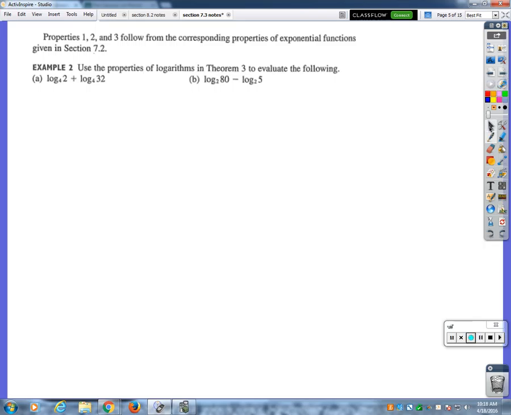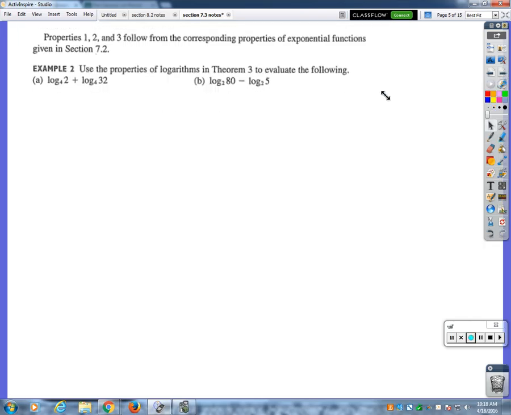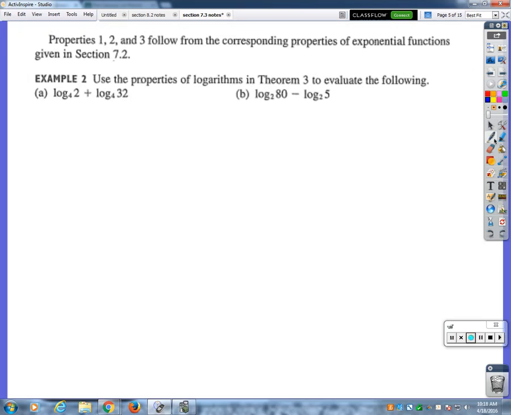Okay, so if we wanted to use that to solve some problems, for example, if you wanted to know what the log base 4 of 2 plus the log base 4 of 32 was, you could figure that out directly. You could say log base 4 of 2 is 1/2 because 4 to the 1/2 power is 2. Might take you a little while to figure out what log base 4 of 32 is though.